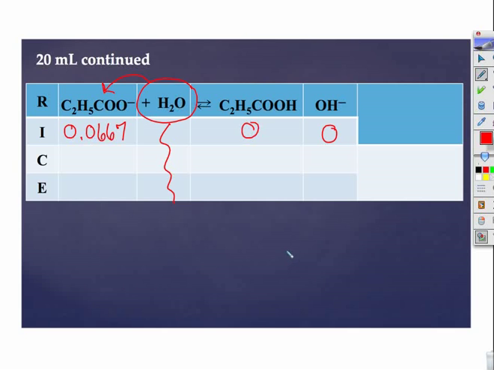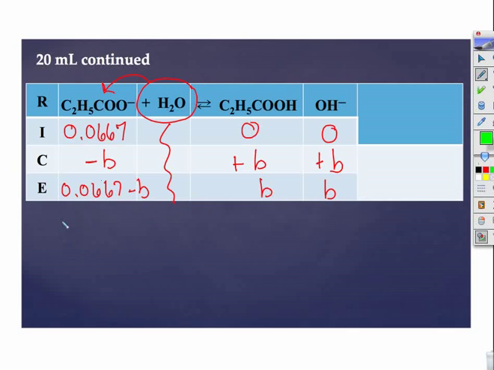We can just throw an H+ off, and I'll talk about that in class, about the differences in writing these. But when you have a weak base, you have to include the water as a reactant. Now, since this is a base, I'm going to put minus B, plus B, plus B. 0.0667 minus B, B, and B.